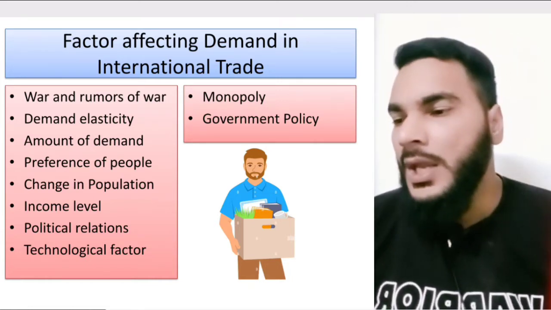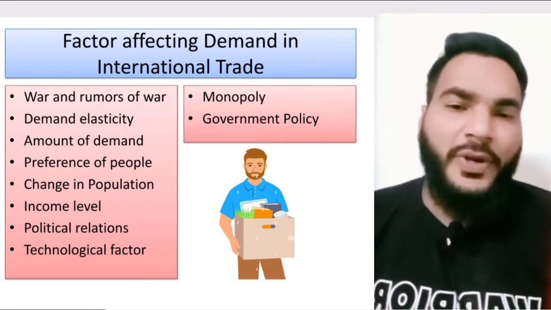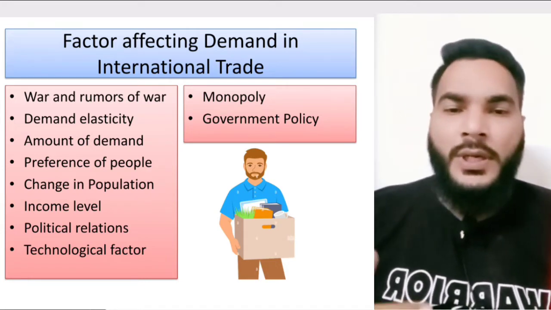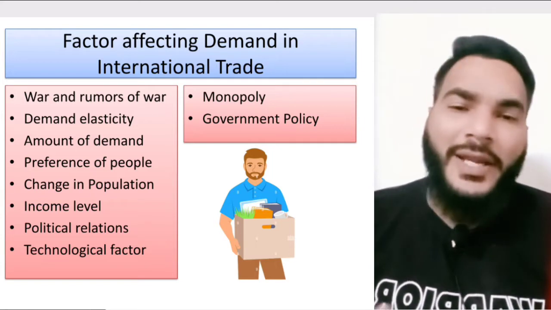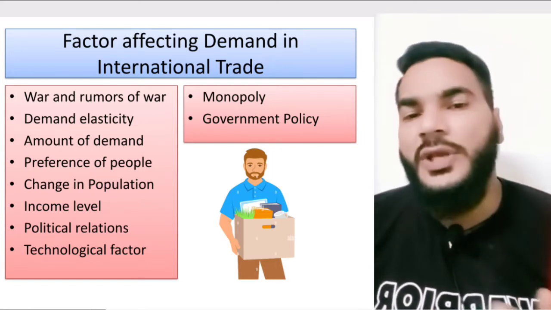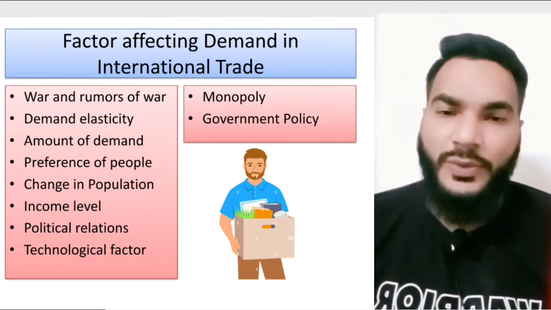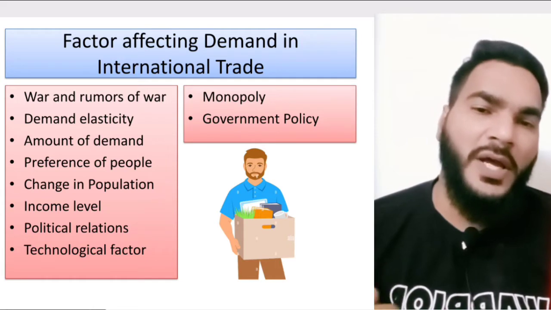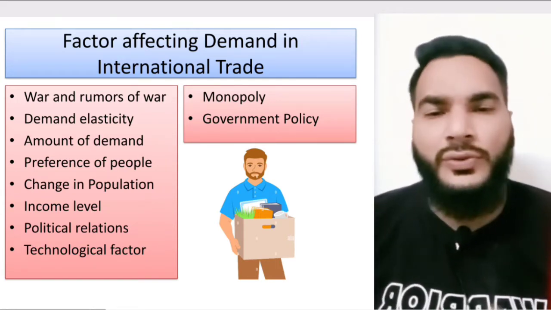Then we have preferences of the people. Now, how do the preferences of the customer change? As per the fashion, as per the trend, as per the new technology, customers change their behavior. As we know, customer behavior is rational behavior. So if any new product comes in the market, the demand for the old product will always go down.